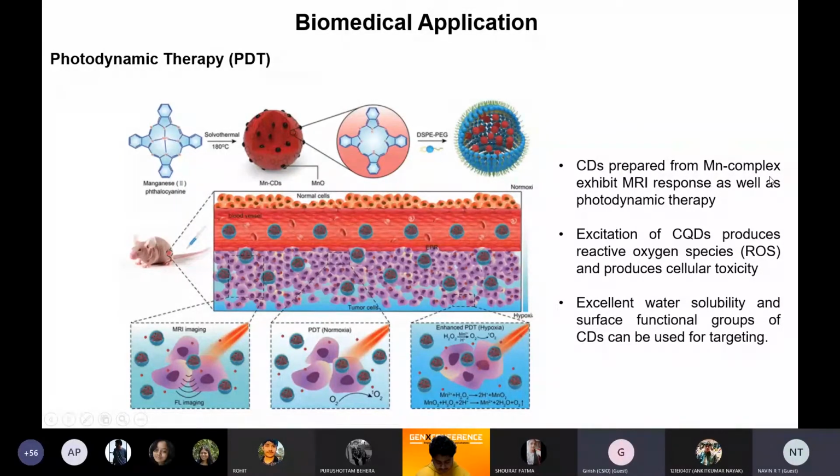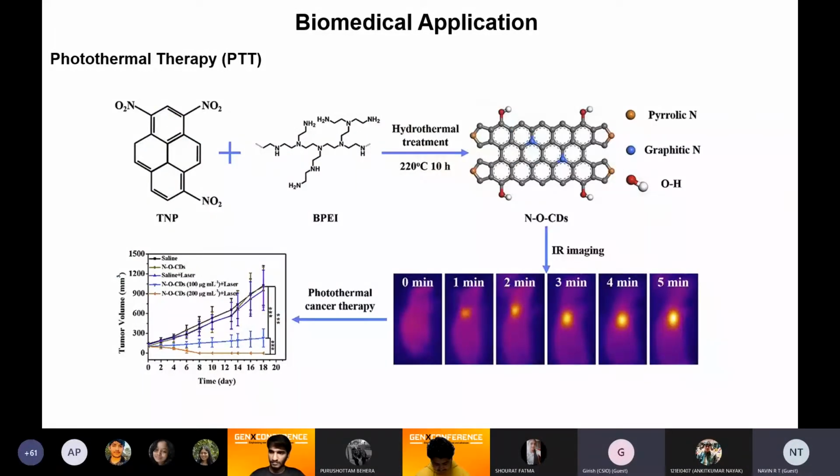Manganese is paramagnetic, therefore it also shows MRI response. The carbon dot itself is fluorescent, so it shows fluorescence imaging as well. And because of the manganese complex that they used for preparation, when irradiated with light, it is able to generate reactive oxygen species, which will produce toxicity in the cancerous cells if it is targeted properly. So photodynamic therapy is another very interesting application which researchers have now come up with using carbon dots.